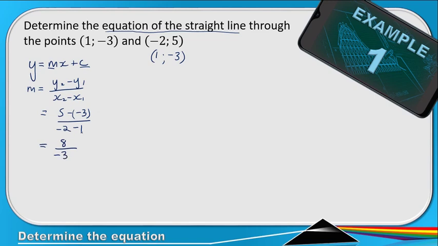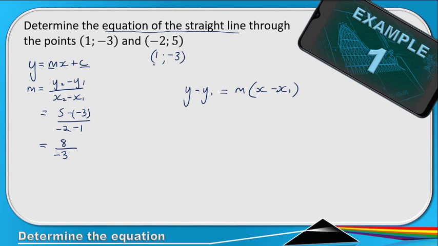Right, so then that is our gradient right there. And then we can see that we aren't given the y-intercept. So that means we're going to need to use the formula y minus y1 is equal to the gradient times x minus x1. All right, and then we just basically substitute in the values.